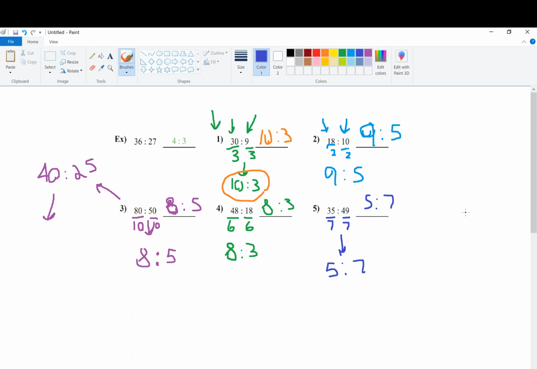My suggestion for you, if you're really struggling with this, is to get a calculator. Start experimenting with these and see if you can find some patterns. Okay, good luck.